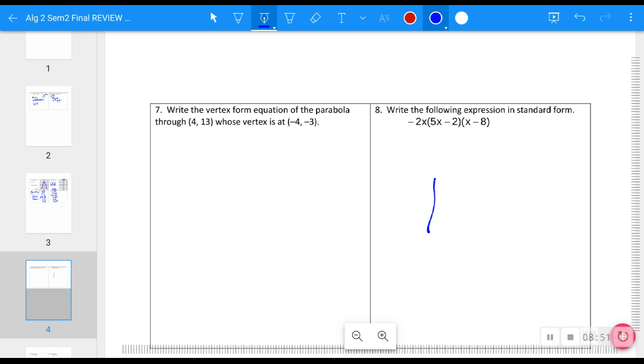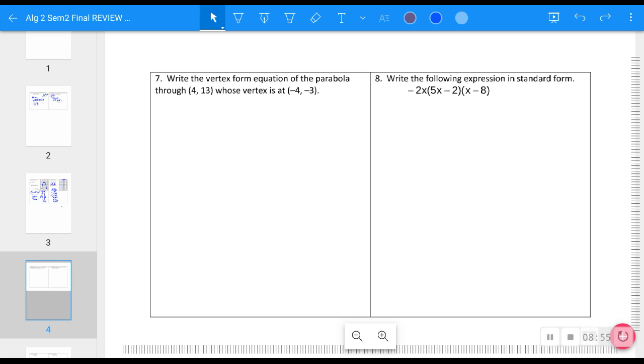Okay, write the vertex form of the equation that goes through 4, 13 and has a vertex of negative 4, negative 3. Well, vertex form looks like this. y equals a times (x minus h) squared plus k. And we're going to use this x and y, and since this is the vertex, it'll be h and k down here. So h is negative 4 and k is negative 3.